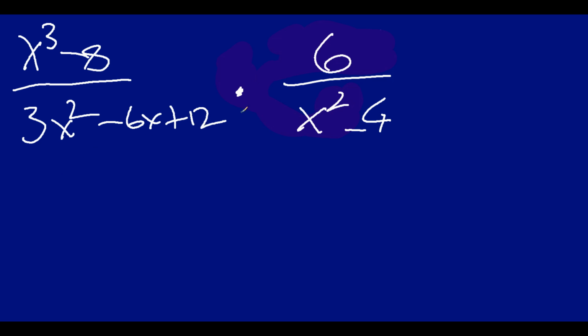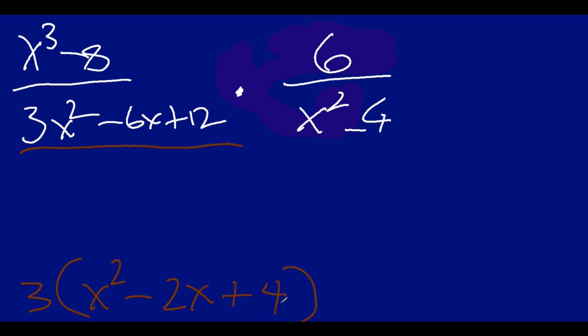But we're not quite ready for all that. There are several things that we can factor. We're going to have a little bit of a problem with this denominator. There's not a whole lot we can do to factor it. The only thing we can do is move the 3 to the outside, so we end up with 3 times the quantity x squared minus 2x plus 4. That's the best we can do with the denominator for the fraction to the left of the multiplication sign.